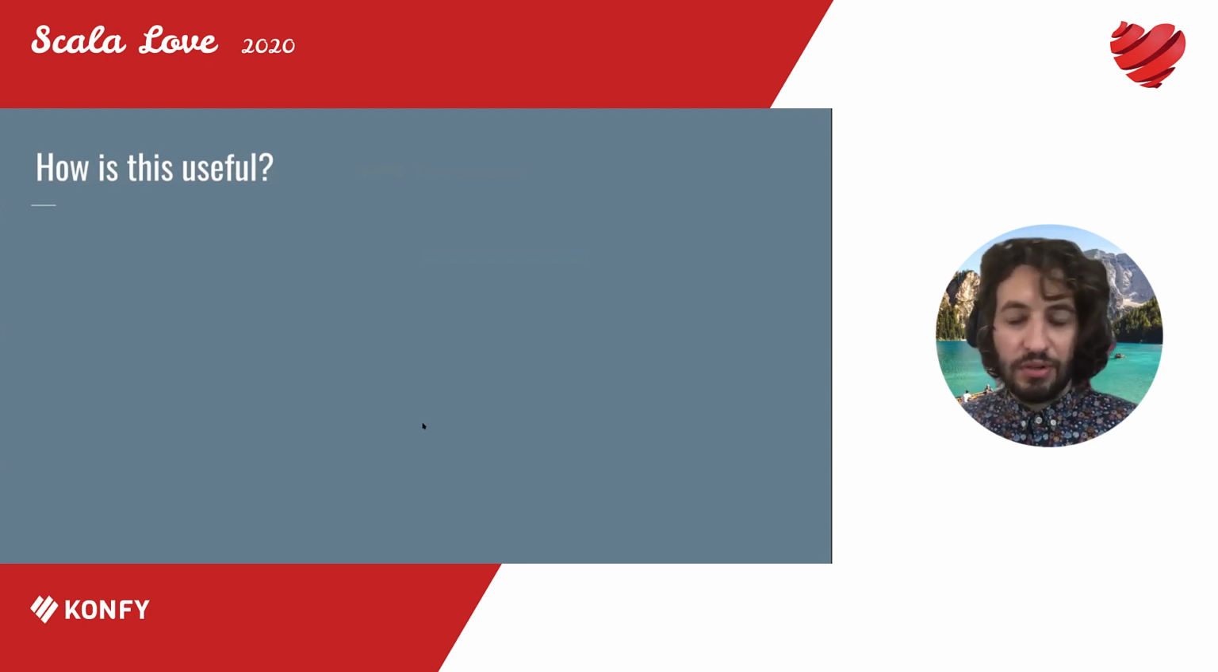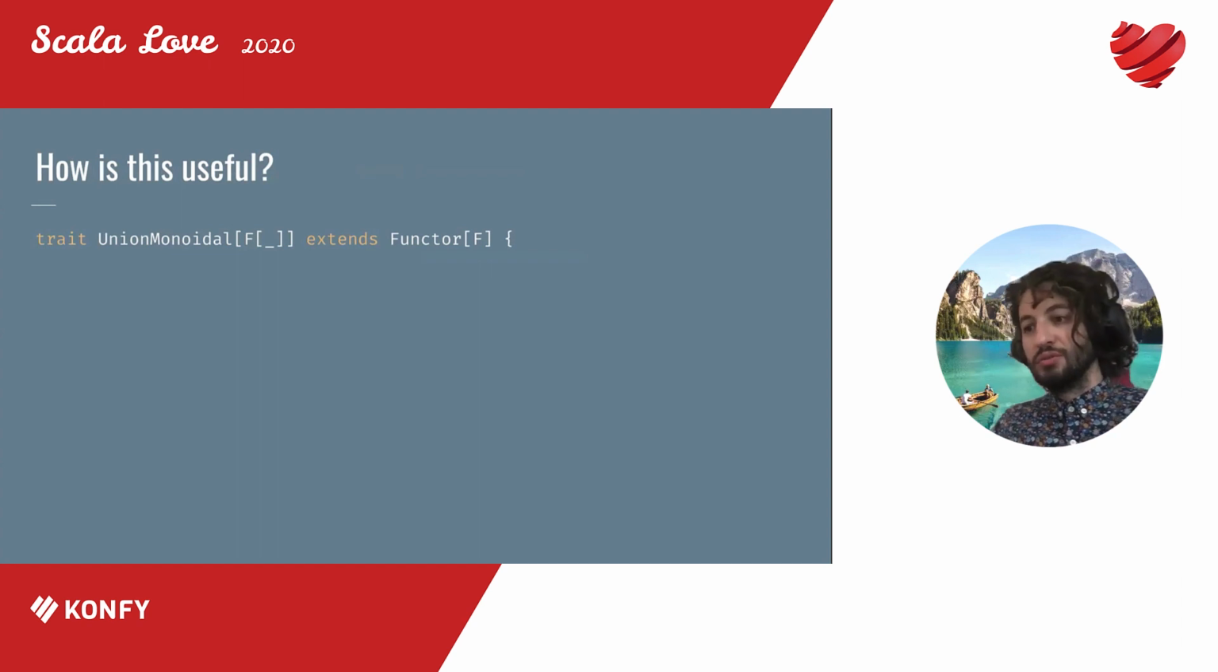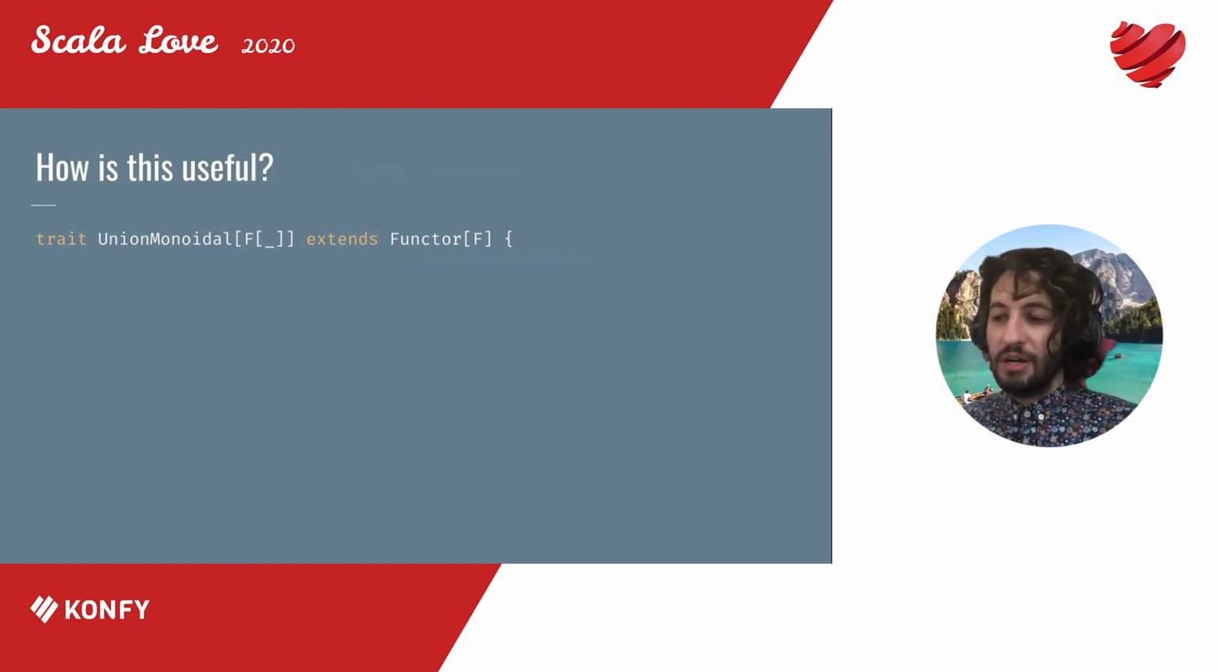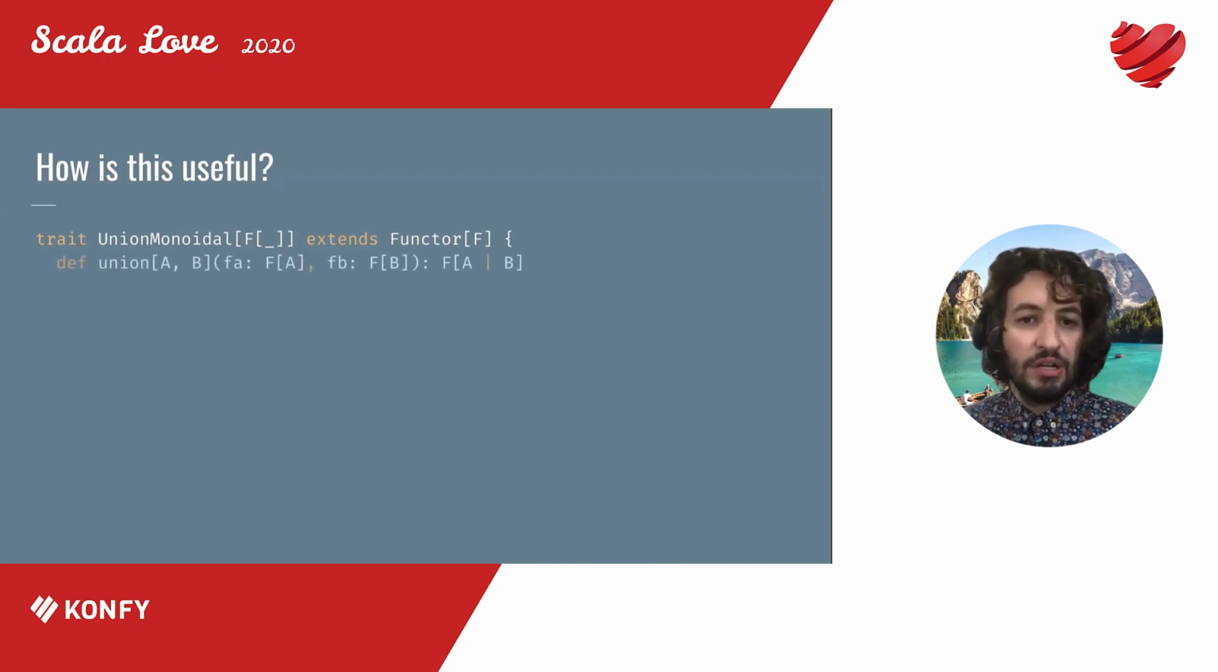So how is this useful? I don't know yet. But one thing to think about is that Scala 3 is coming up, and that means we get this new type system, and we can play around with it in libraries like Cats, and we can experiment with it. So for example, we could have this kind of union monoidal, which could be a new type class in a Scala 3 version of Cats, where if we have an F of A and an F of B, instead of returning a tuple or an either, we could have something like a union of A or B.